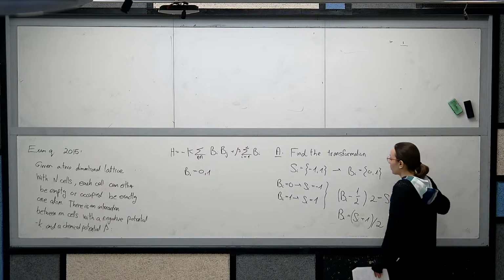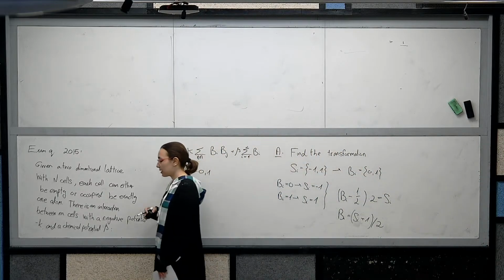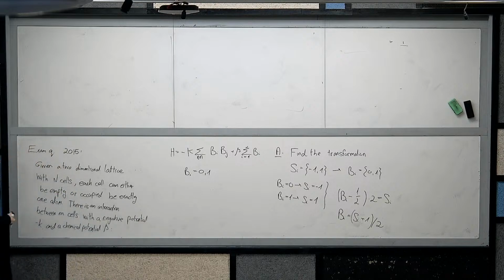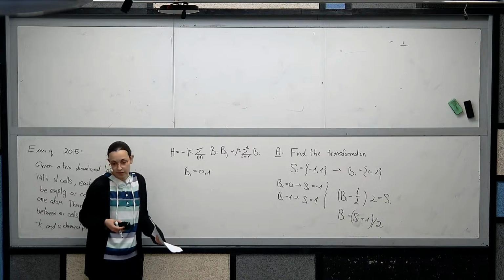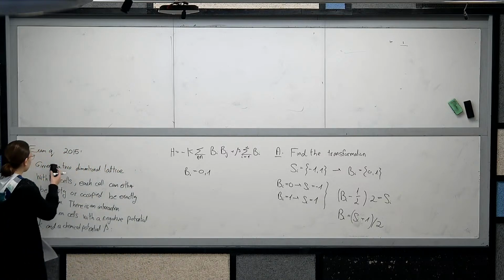Okay, so we found the transformation between our model and the Ising model. Now we can take this transformation, insert it into the Hamiltonian, and see what we get in terms of the Ising model.